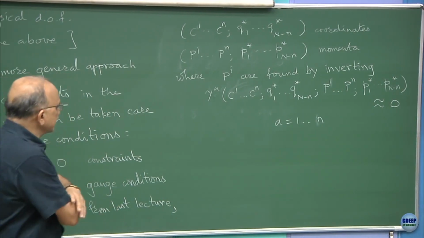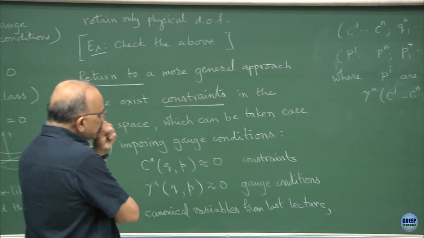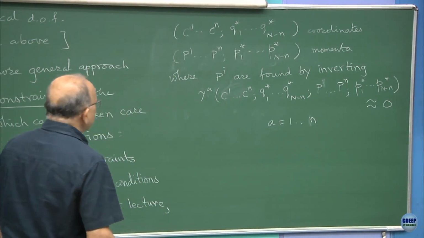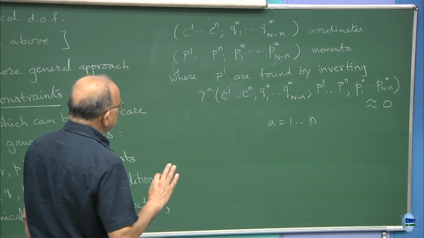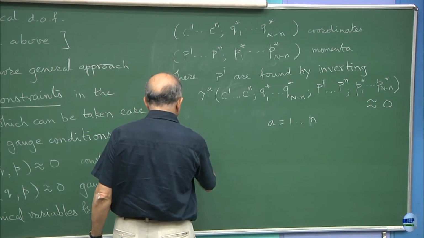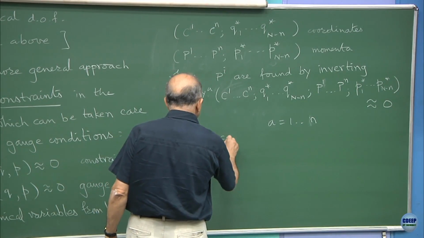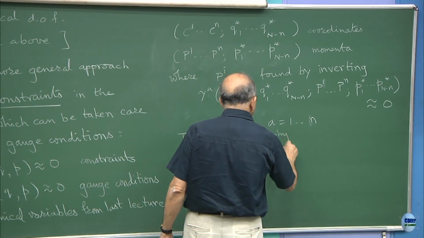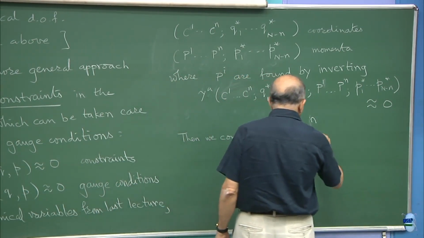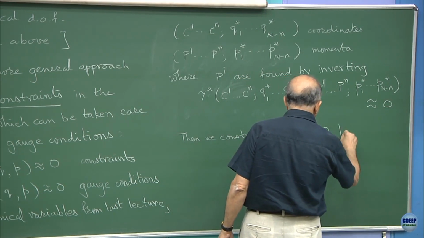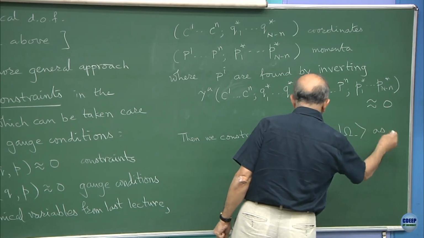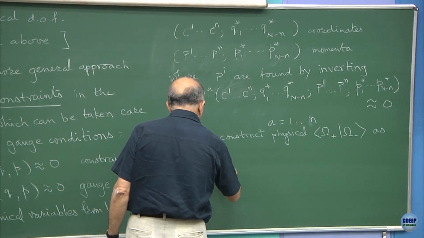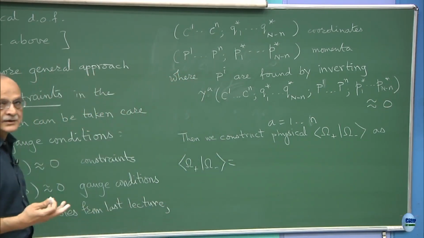This is more general discussion. So this is sort of formal. We don't know how exactly you are going to do it, but we assume that it is doable. Then we know that the true, we can construct physical vacuum to vacuum amplitude as a path integral only over the true variables.